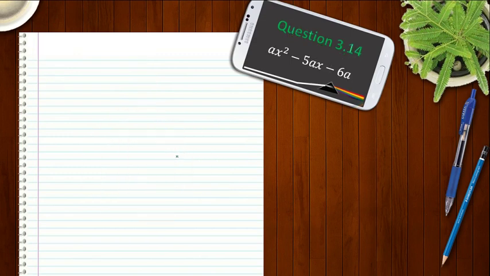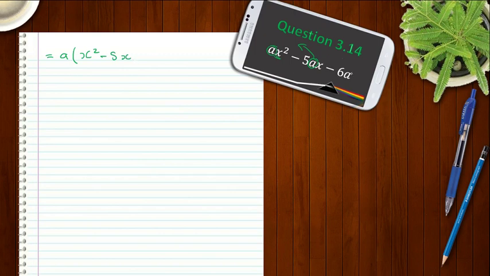Then for 3.14, over here we have a common factor of a, which we first need to take out. So if I take out the a, then a is taken out, x squared is left. Then a goes out, and minus 5x is left.